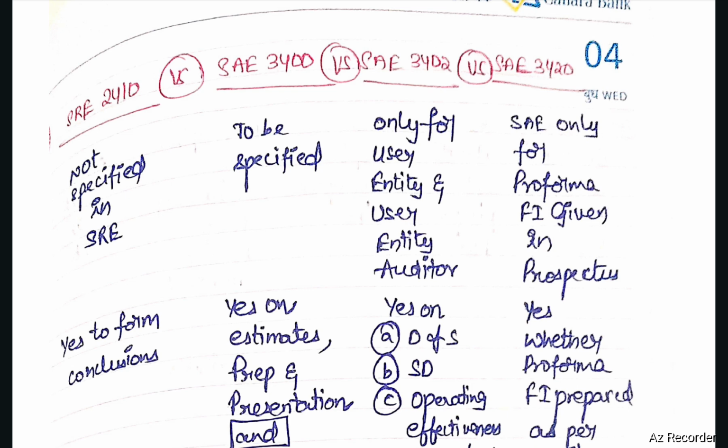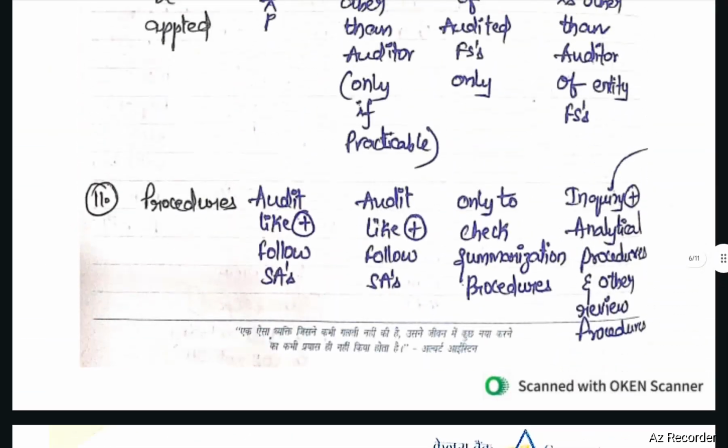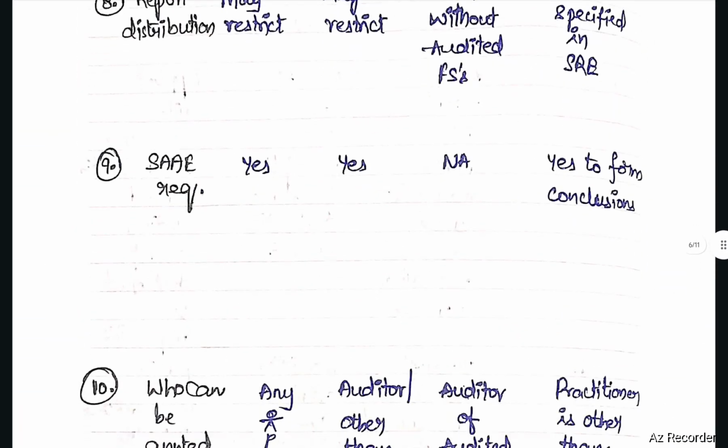As per SAE 3402, report distribution is only for user entity and user entity auditor. As per SAE 3420, report distribution is only for pro forma financial information users given in the prospectus.